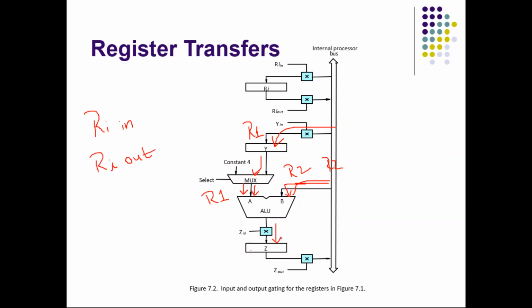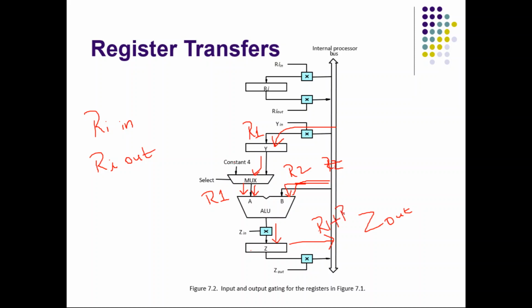Okay. For that, you have to do two things. One is Z out. If you enable Z out, the content of the register Z will be returned to the internal bus. So now the result of R1 and R2, that is what is available in Z. Whatever the result of R1 plus R2, that will go into the internal bus.